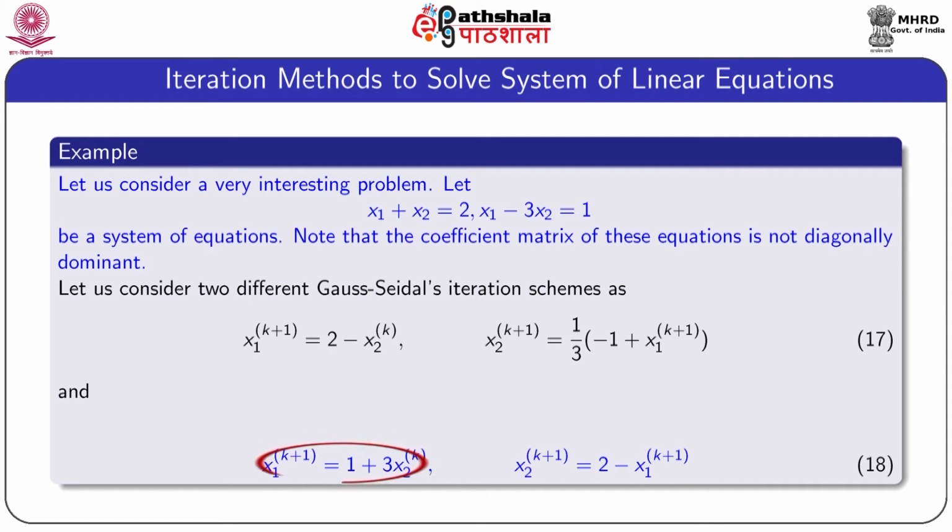The value of x1 for the (k+1)th iteration is obtained from the second equation, and which is equal to 1 + 3x2k, and the value of x2 is taken from the first equation, and that one is x2(k+1) equal to 2 - x1(k+1). This iteration scheme is denoted by equation number 8.